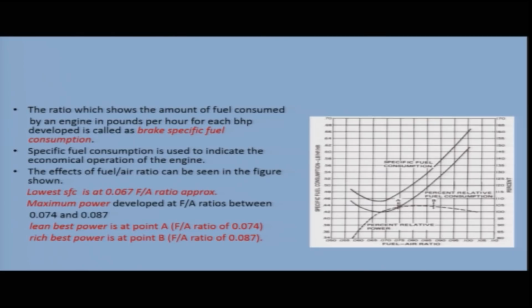The ratio which shows the amount of fuel consumed by an engine in pounds per hour for each brake horsepower developed is called brake specific fuel consumption. Brake specific fuel consumption shows the amount of fuel consumed by an engine in pounds per hour for each BHP developed.